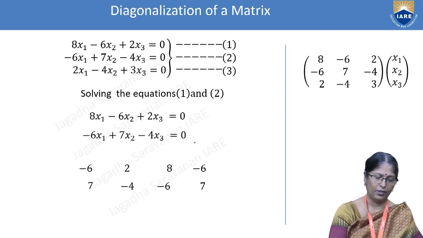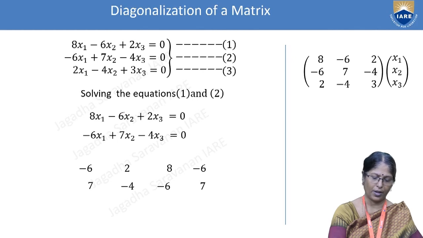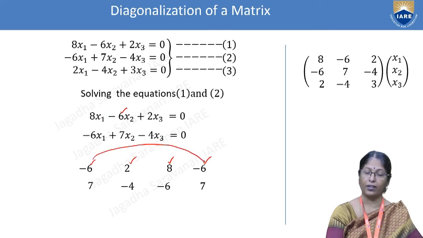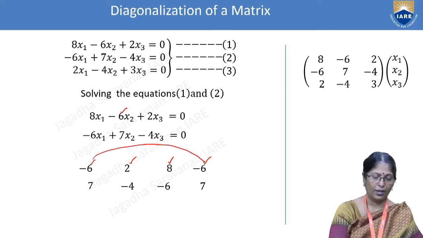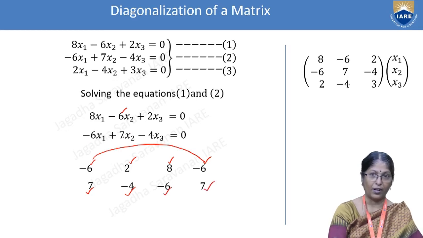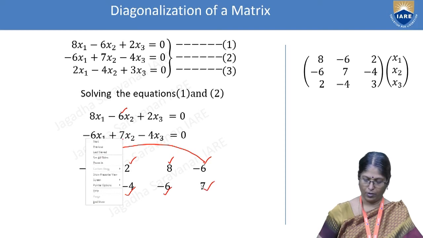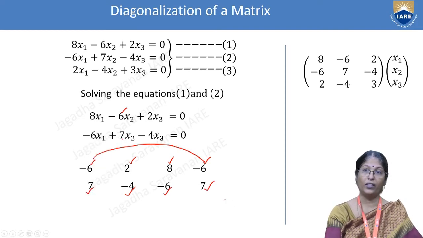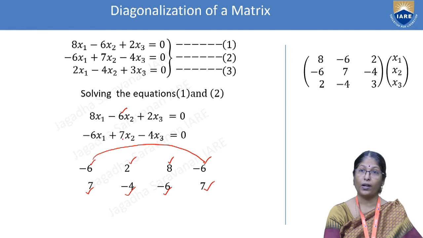This is the method. That is, we are starting from minus 6, plus 2, plus 8. You can see where we started, we are ending. Here also you can see the middle one, plus 7, minus 4, minus 6. See the order. Next, where we are starting, we are ending. So we can check whether we are moving in a correct path or not.